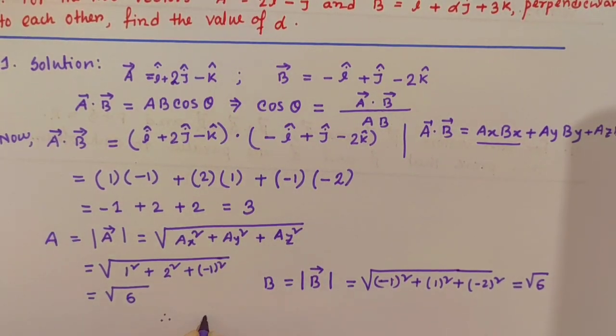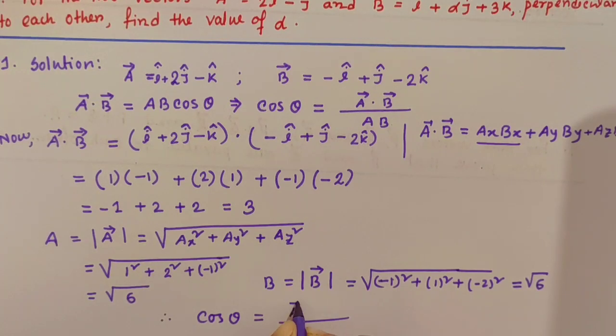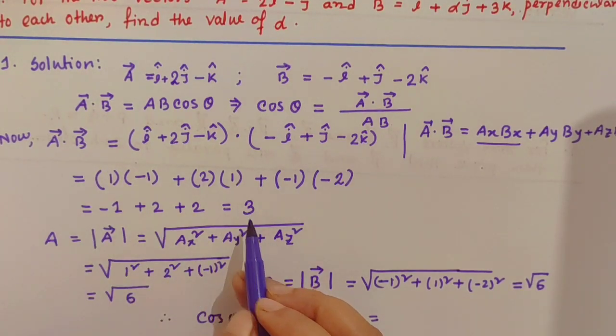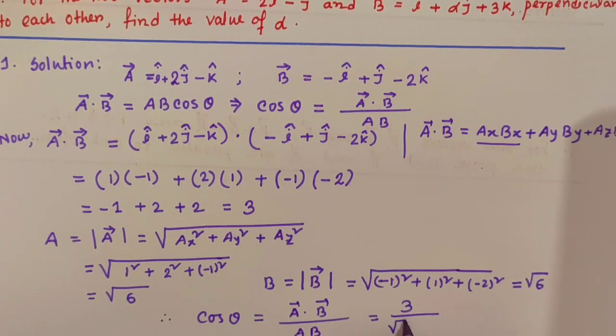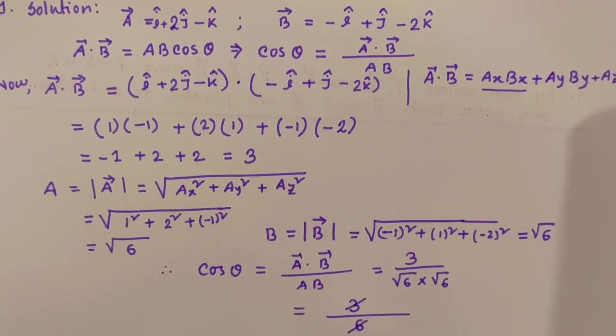Now cos theta is equal to what? A dot B divided by AB. A vector dot B vector divided by AB. So A vector dot B vector, we find this 3. So 3 divided by A, which is root 6, into B, which is again root 6. So from here we can write 3 divided by root 6 into root 6, which means 6. So 3, 2, so here 1.